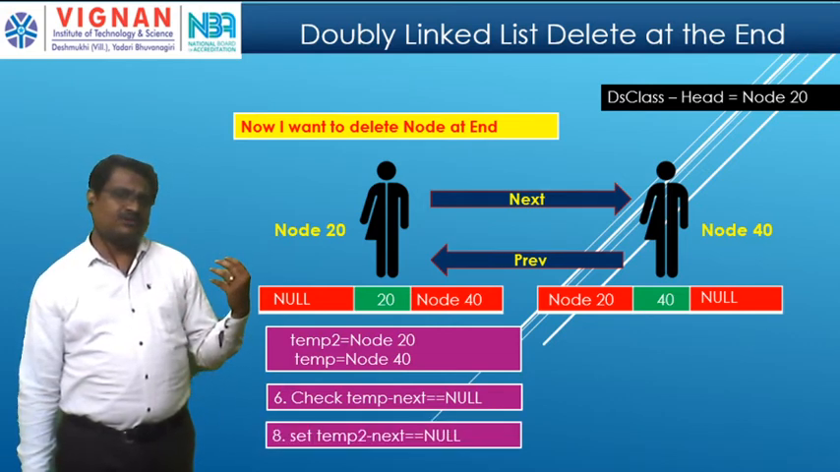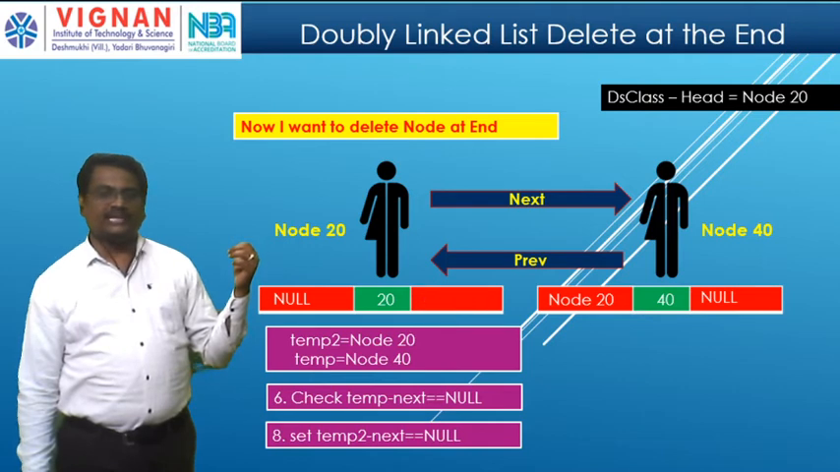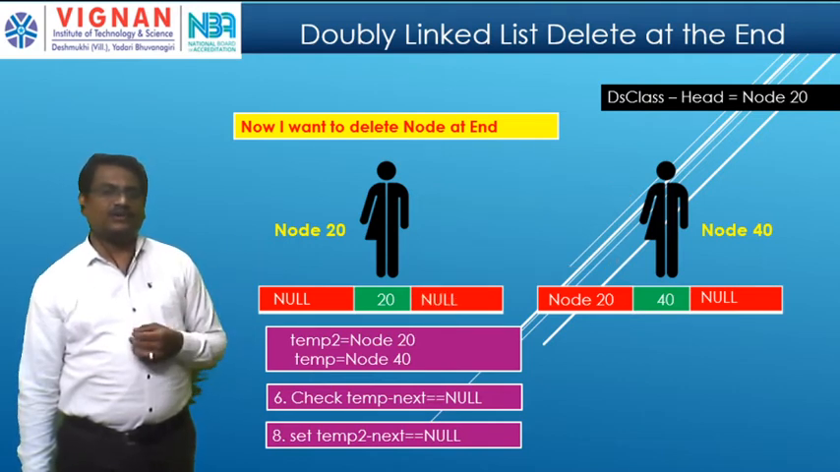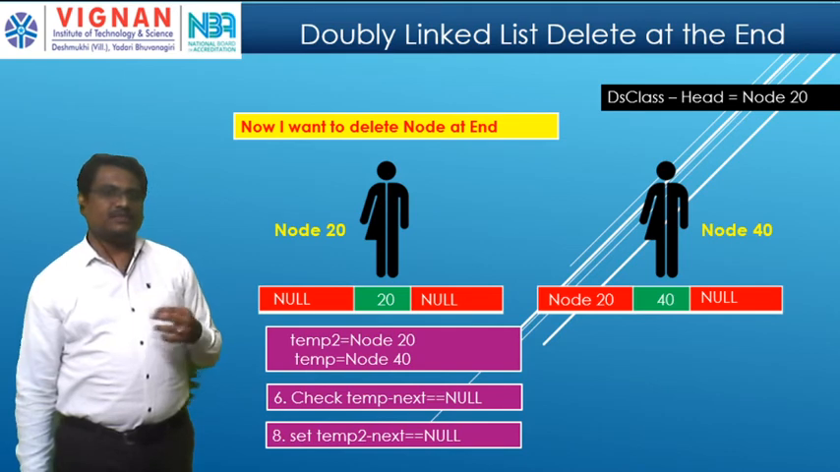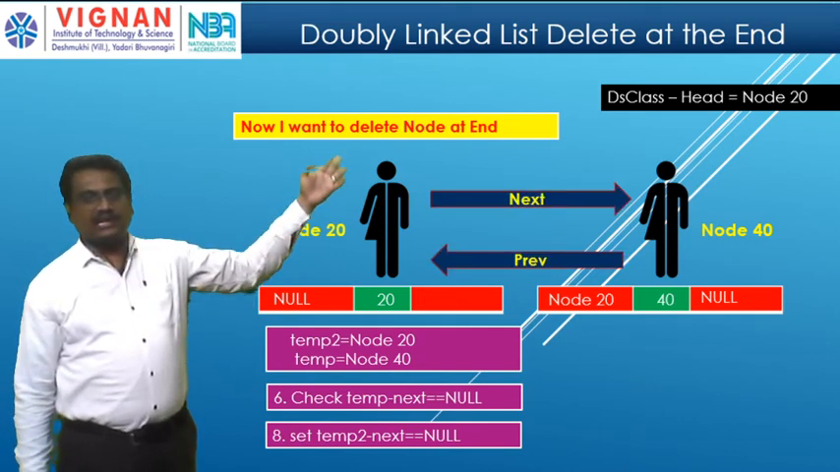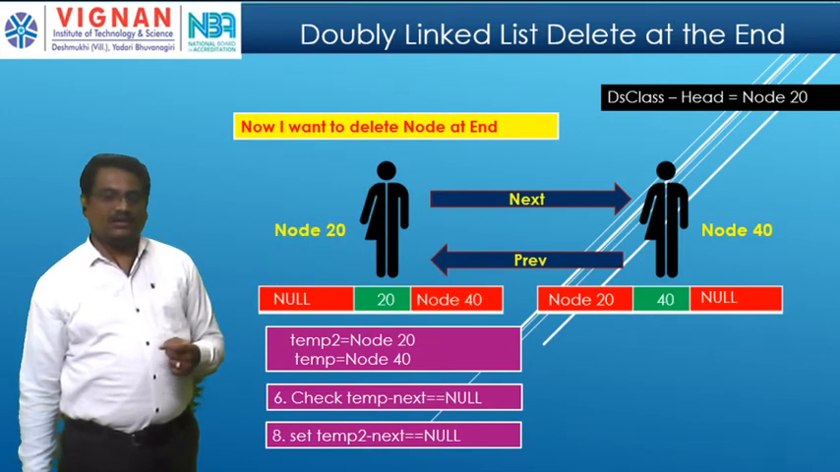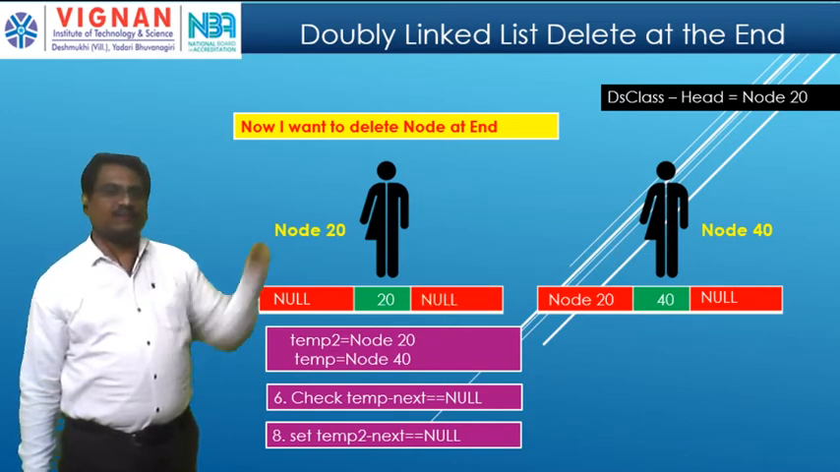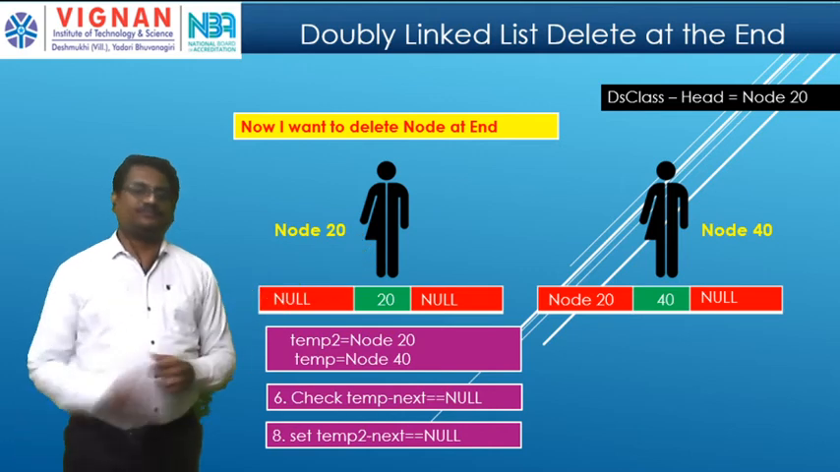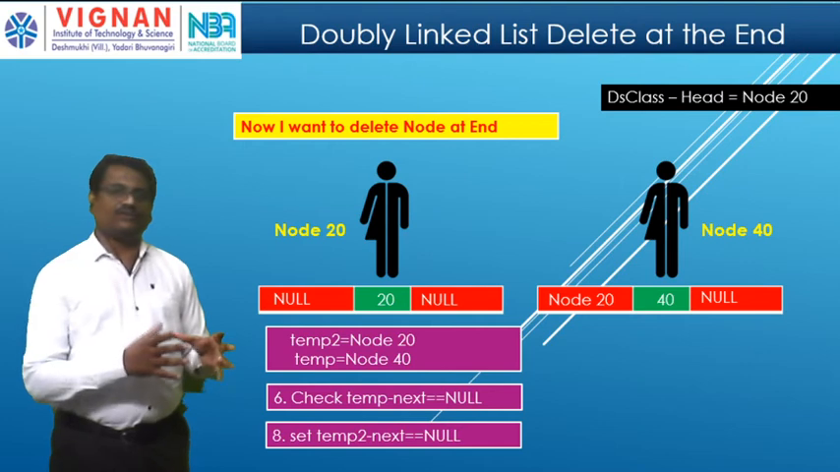In temporary 2 I store the previous element of the end element. Am I right? So that is node 20. So I will put node 20 next element as null. That means if I put null here, as you see here previously we have a connection. So that's why I put the next and previous elements. Now if I delete the connection and I will put null, that means there is no relation between node 20 and node 40. So now I deleted node 40 from the linked list.